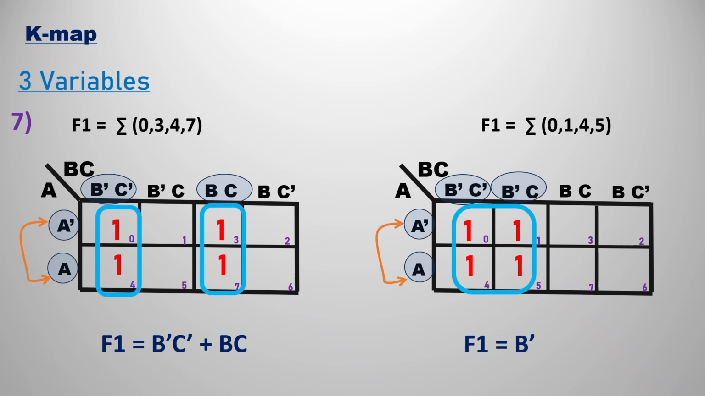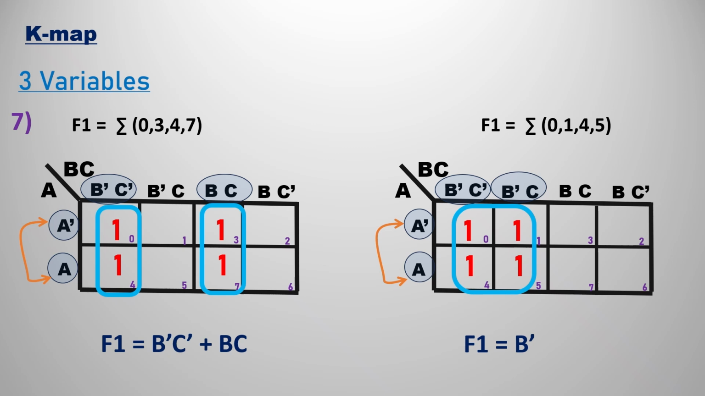You can see the A is changing, so the rows are changing, so remove that variable. You are only left with 2 variables, that is B and C. The first row gives the first term, that is B bar C bar, as it is a single separate group. The next separate group is BC. I have to add both of the groups, so the final output is B bar C bar plus BC, that is our output.